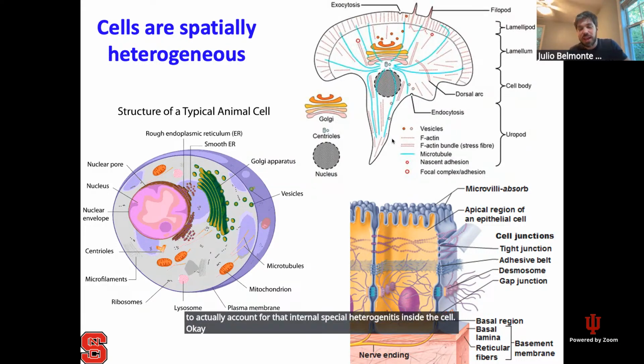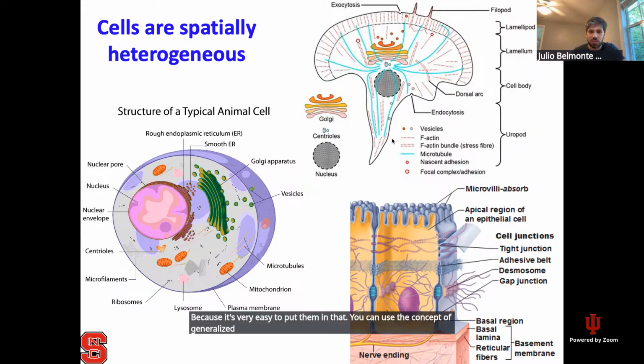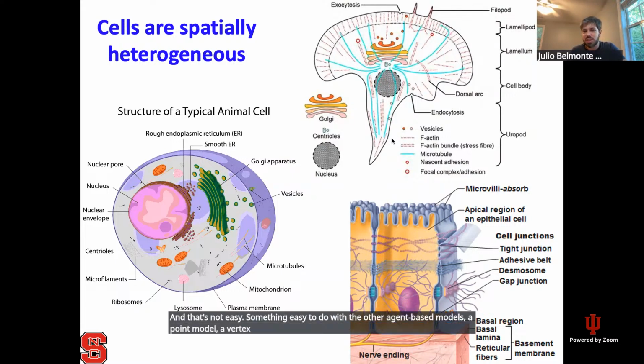Okay, and that is something that cellular Potts models in general have a great advantage over the other models, because it's very easy to put that in. You can use the concept of a generalized cell, or cluster cell, which I'll talk about later, and you don't have to make special rules for that. You don't have to keep track of exactly what those cells are and who they belong to. That's not easy to do with other agent-based models. In a point model or vertex model it is very hard to do, but in the cellular Potts model, that's easy to do. And you can even go further and make them very dynamic compartments, which is going to be an advanced topic for next week.